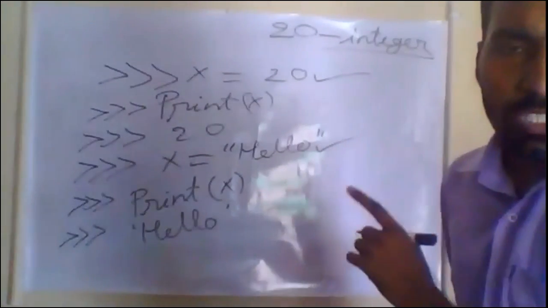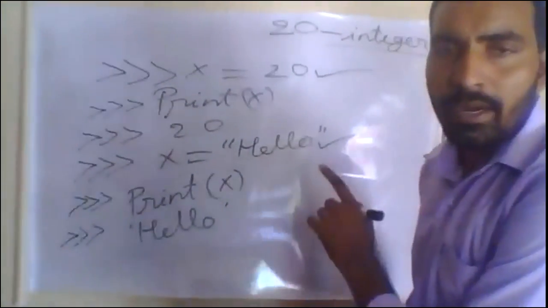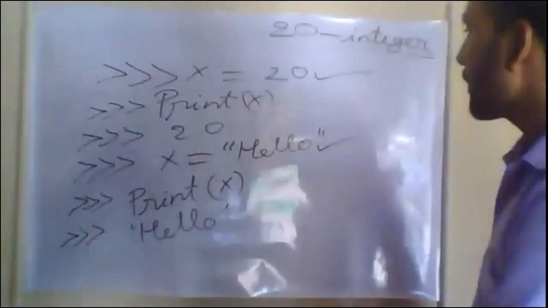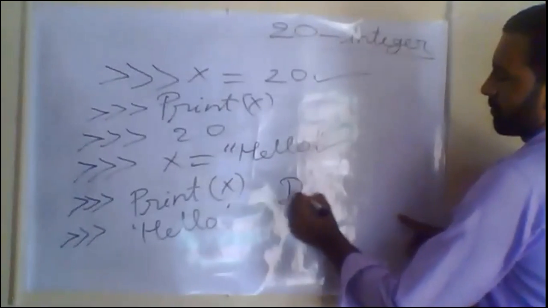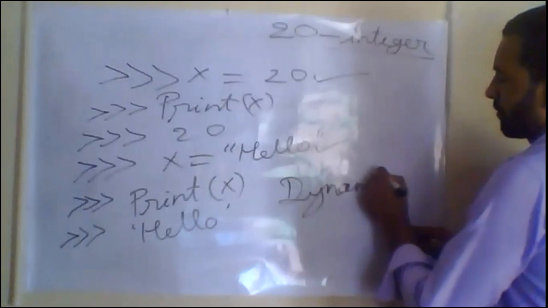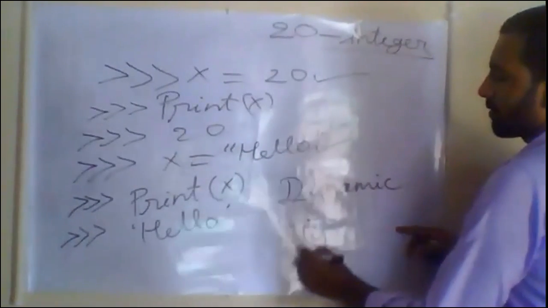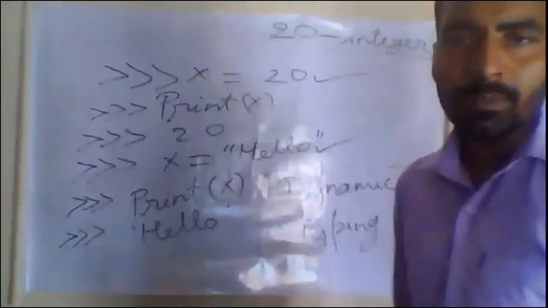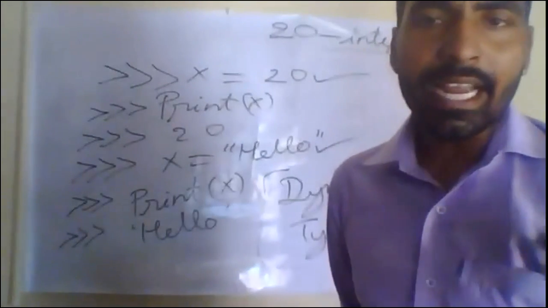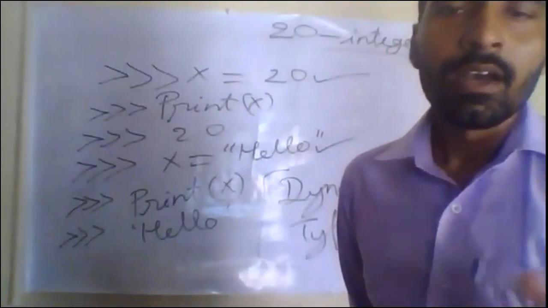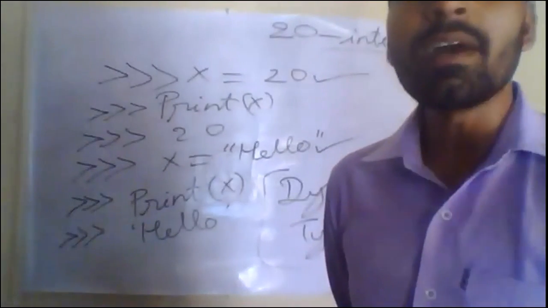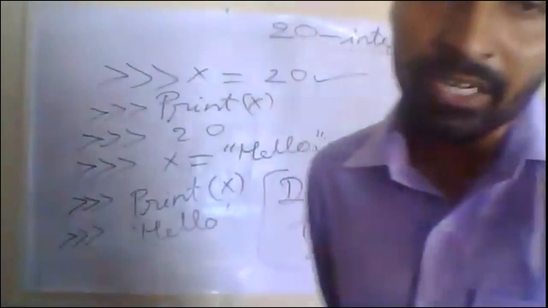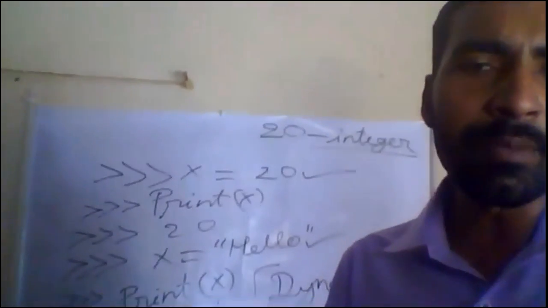So how is it possible? This is possible because of dynamic typing. Python supports dynamic typing. Dynamic typing means a value assigned to a variable of a certain type can be made to assign some other value at a different time. At different times you can assign different values to a variable.